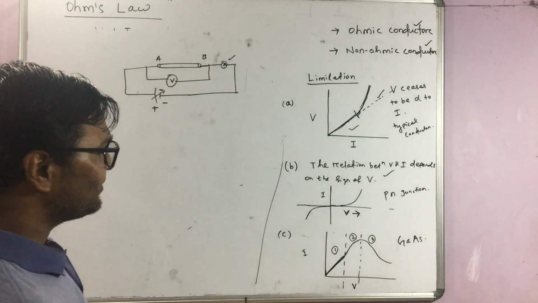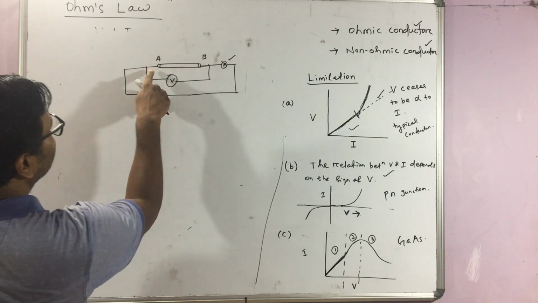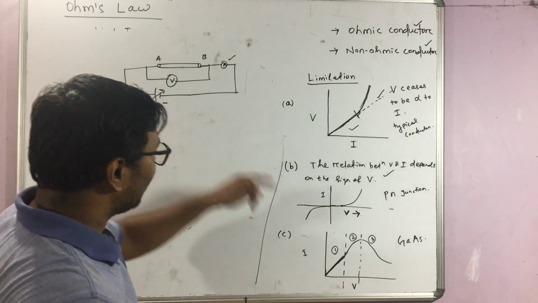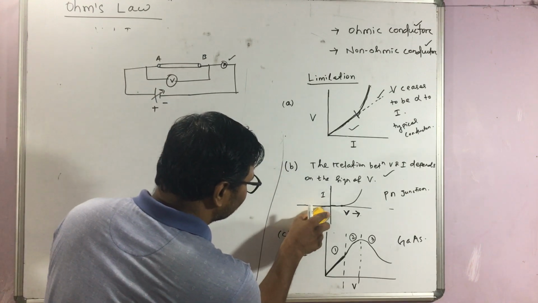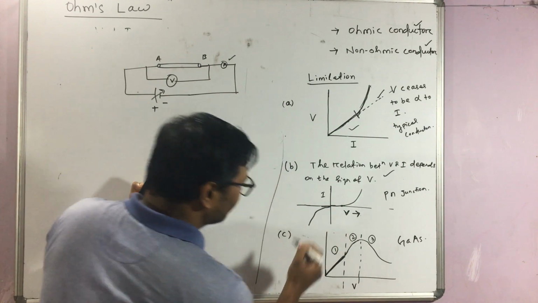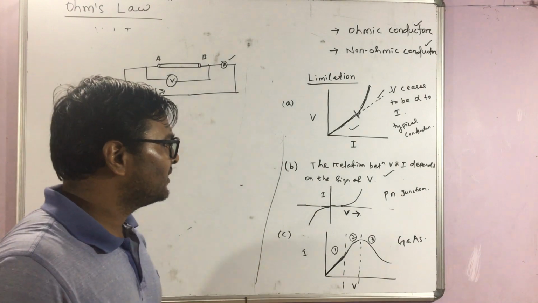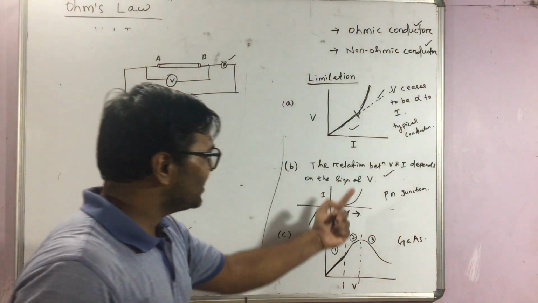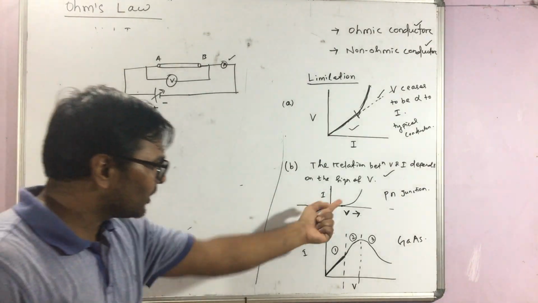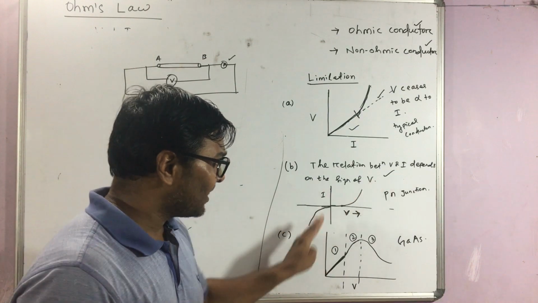Now the second case is, if you reverse, meaning the end B is connected here and A is shifted there, then you will see there is a change in the graph. You will see the graph will be like this. These two graphs are different, they are not the same. It means on changing the sign, the nature of the graph is changing for these materials. And also the graphs are non-linear. They are not obeying your Ohm's law, they are not straight graphs.